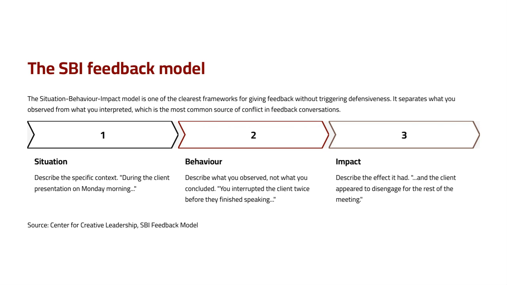For example, you interrupted the client twice before they finished speaking. Finally, you explain the impact of that behavior, such as, the client appeared to disengage for the rest of the meeting. This method helps keep feedback clear and constructive, making it easier for others to receive and act on it.